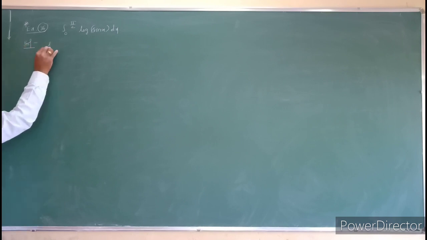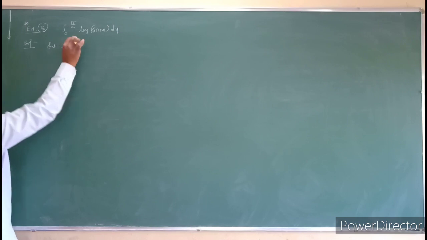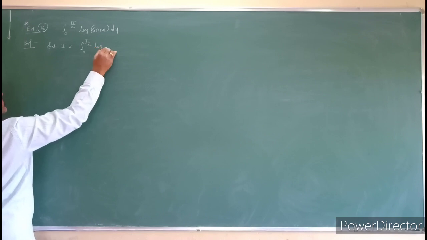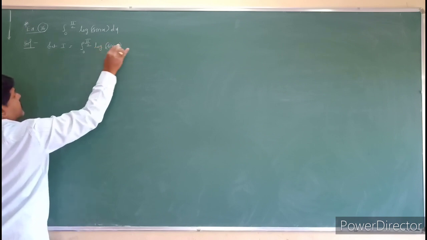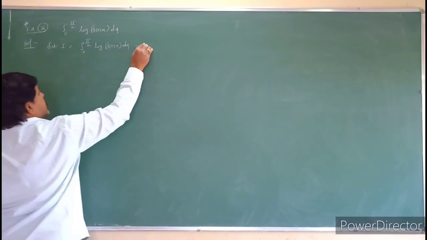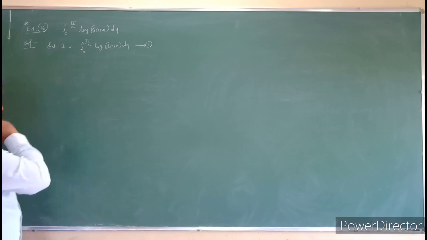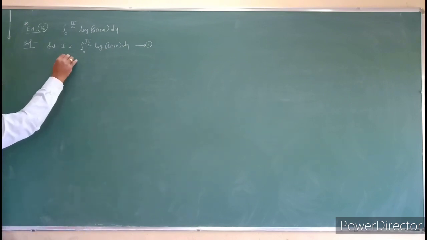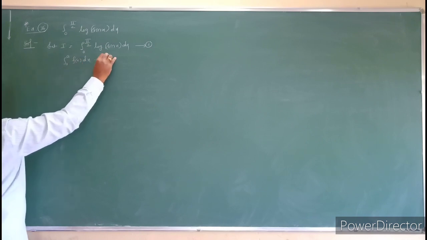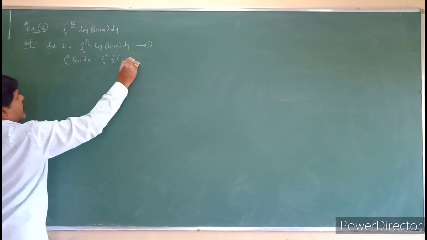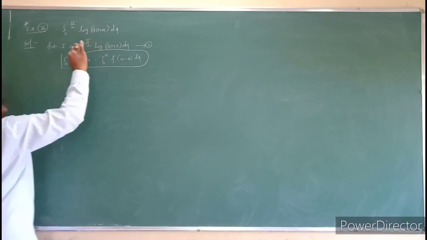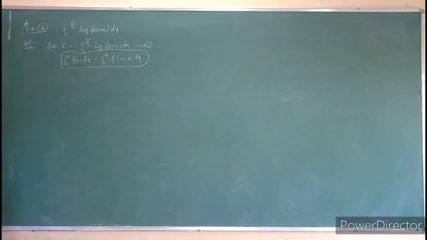So what we will take first, let I is equal to, take the problem as I, integral 0 to pi by 2 log of sin x into dx. Take this as equation number 1. Once again the same formula we are going to use: integral 0 to a f of x into dx can be written as integral 0 to a f of a minus x into dx.